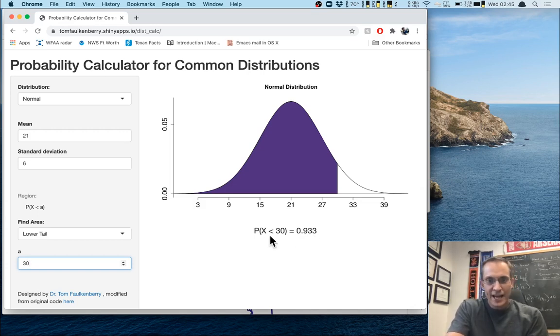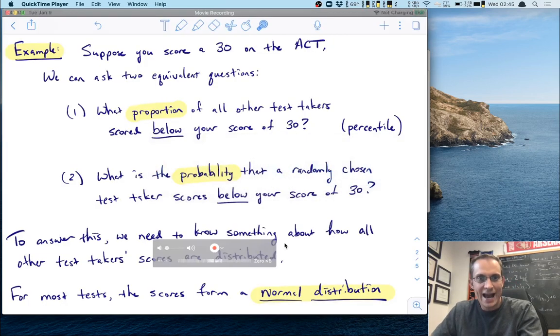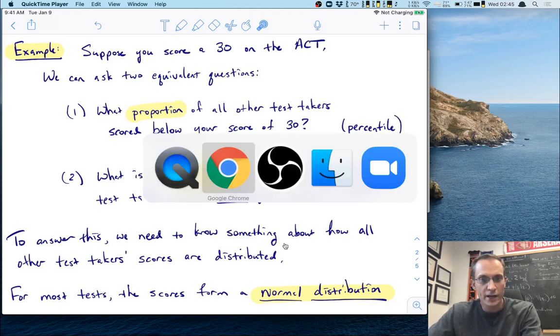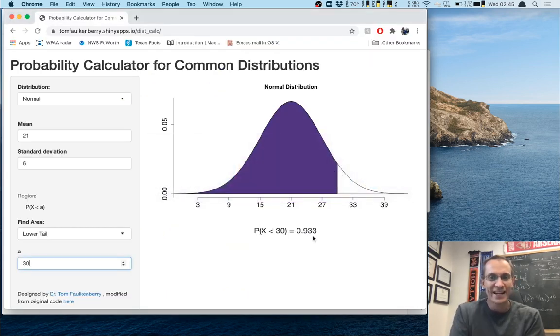Also, notice the notation here. This notation, P of x less than 30, that's a probability notation. That says that the probability that x is less than 30 is 0.93. So the two questions that we asked, namely, let me scroll back up here and then I'll pop it back over to the window here in a second. The questions that we asked were what proportion of all other test takers score below 30, and what is the probability that a randomly chosen test taker scores below 30? Well, the answer is, according to our app, the answer is 0.93.